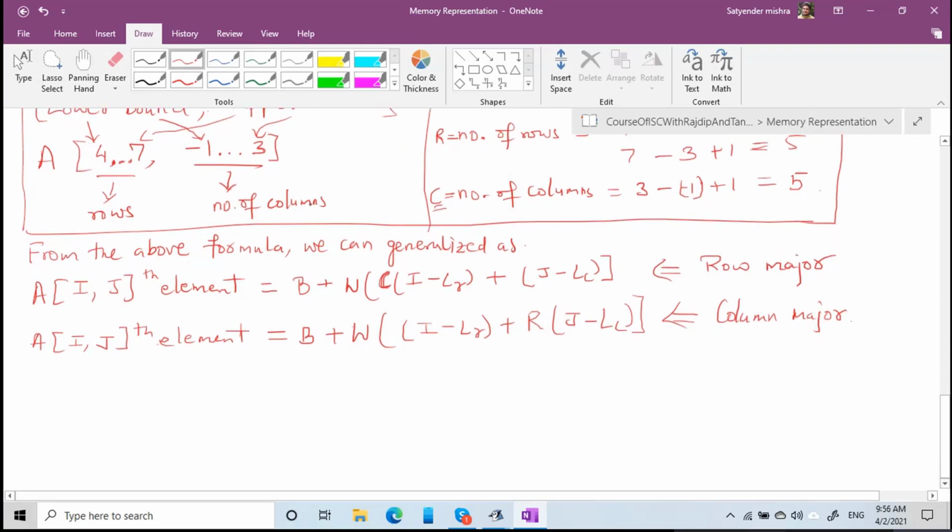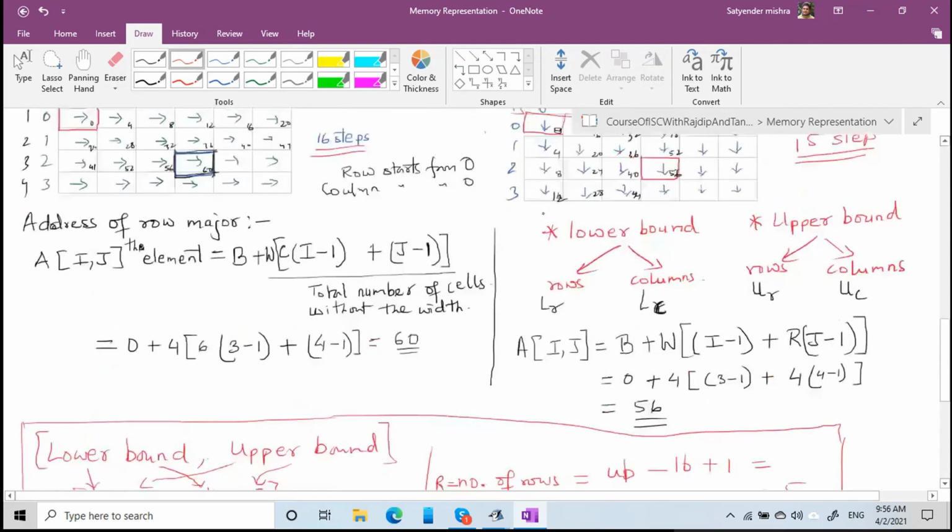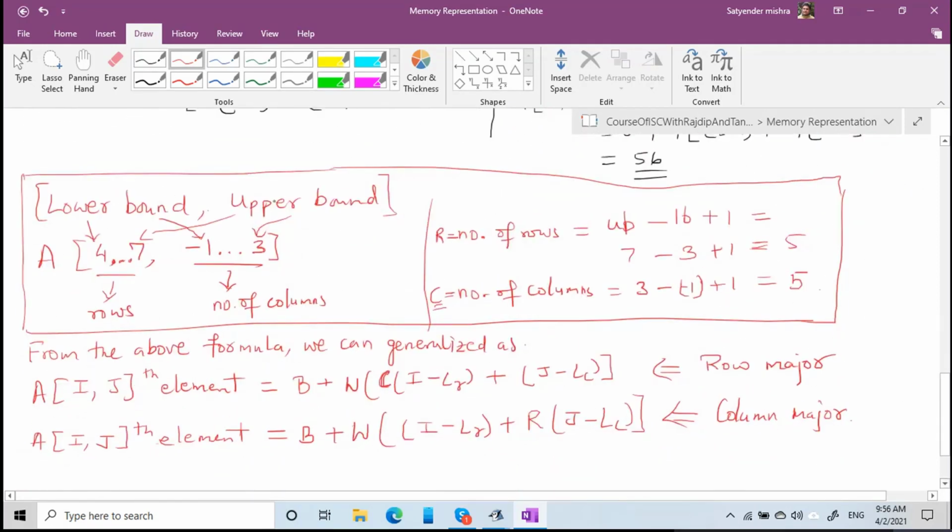This is LR, right? LC is the lower bound of column. What you need to use? You need to use the lower bound of column. So in this case, this is your LR, and this one is LC.